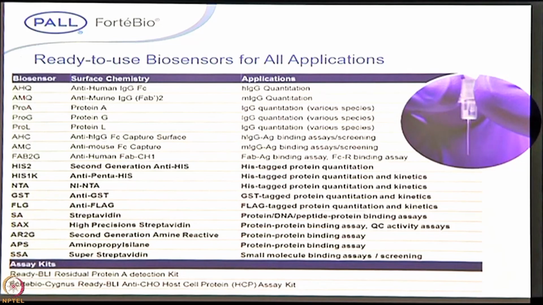So these are the pre-coated. For the antibody platforms, we have protein A, protein G, protein L, and some Fc capture sensors. For the His-tag based proteins, we have nickel NTA and anti-His sensors. For a GST tag, we have anti-GST sensors. And if there is no tag on your expressed protein, then you can biotinylate your protein of interest and couple the biotinylated protein to the streptavidin sensor.